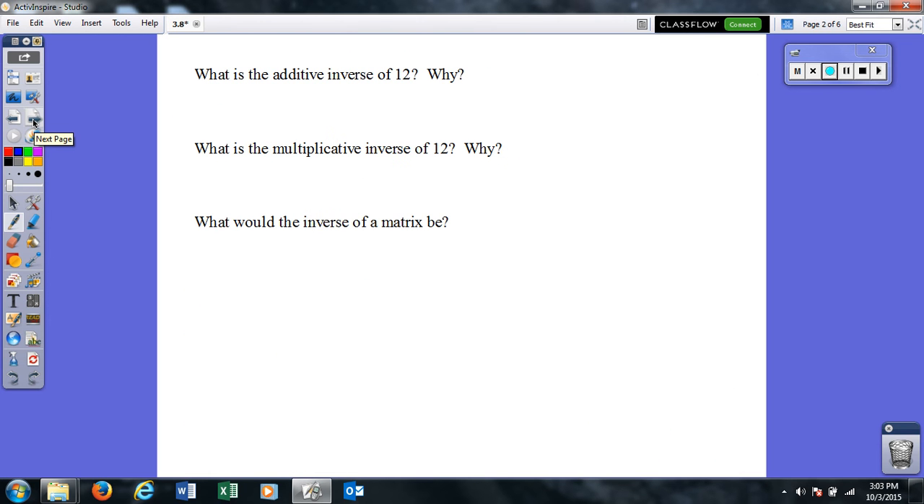Again, let's go back to additive identity and multiplicative identity, but let's start talking about inverses. The additive inverse of 12 is the thing we would have to add to 12 to get rid of 12. That's going to be negative 12. If you add 12 and negative 12 together, you get 0, the additive identity. So combining something with its inverse gives you the identity. 12 and negative 12 are additive inverses, and if you combine them, you get 0.